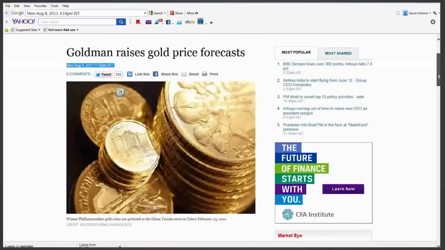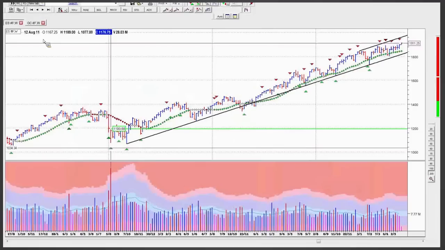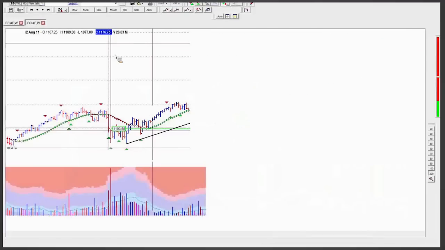The big banks come out and say, yeah, do you know something, guys? We're raising our gold price forecast. Yeah, we think gold is definitely safe for you. Please, everyone, come and buy from us. Come on. So what happens? Well, we'll go and look at the chart. The chart never lies, guys.